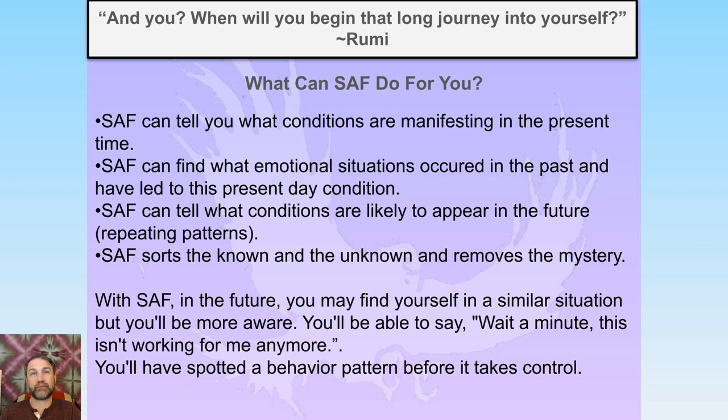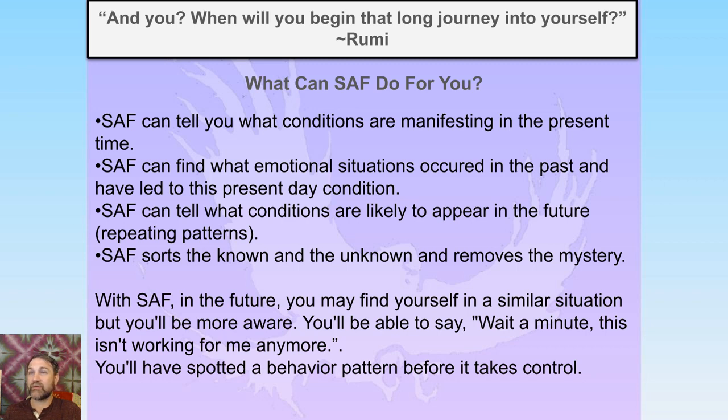What can SAF do for you? That's a simple question. I get it a lot. SAF can tell you what conditions are manifesting in the present time. SAF can find what emotional situations occurred in the past and have led to this present day condition. SAF can tell what conditions are likely to appear in the future through repeating patterns. And SAF sorts the known and the unknown and removes the mystery. One of the quotes is that energy is sequential, and SAF works to sequence the energy in a way that it's readable.